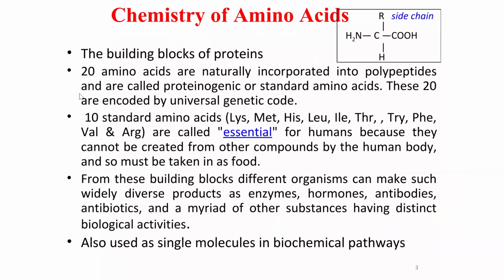So amino acids, they are actually the building blocks of proteins. It means, as mentioned previously, amino acids are the raw materials that are used in building proteins. So in proteins, we need amino acids. Each of these amino acids is linked with one another to produce what we call polypeptides.